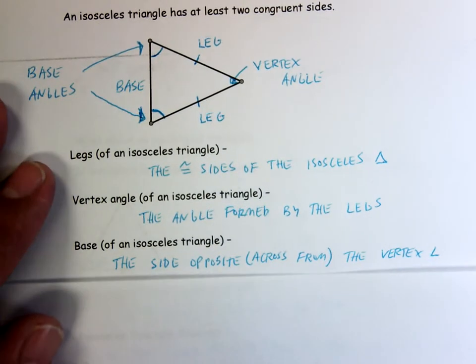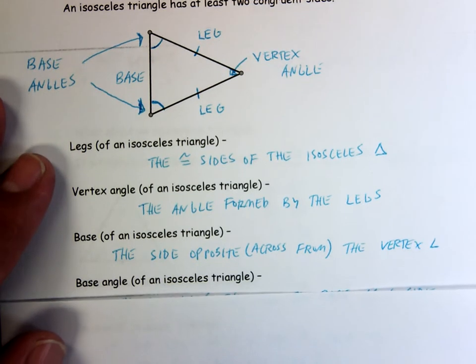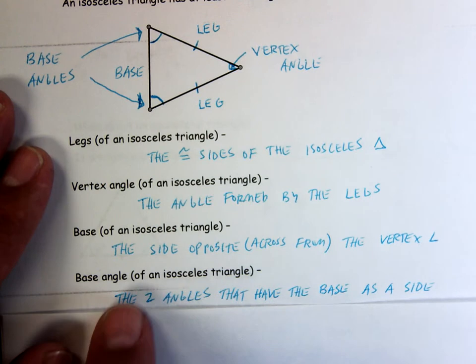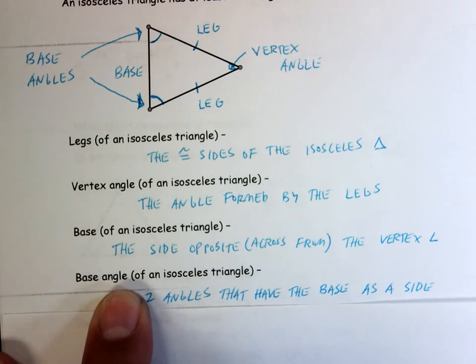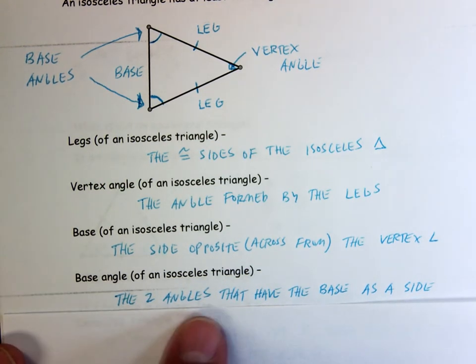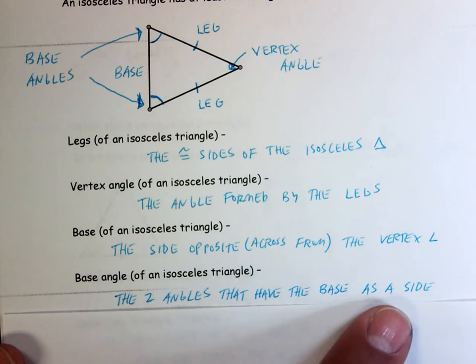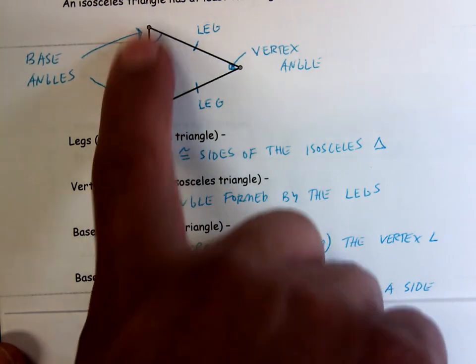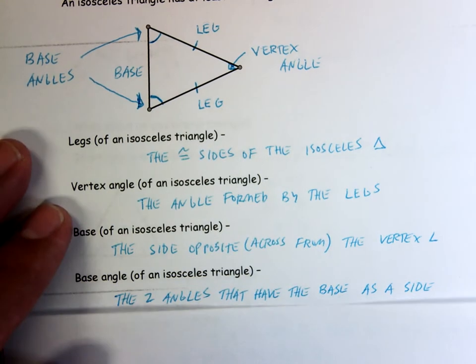Alright, let's see. The base angle. They should say base angles, that should be plural. The two angles that have the base as a side. So base angle, because they're made with the base as one of the sides of the angles.